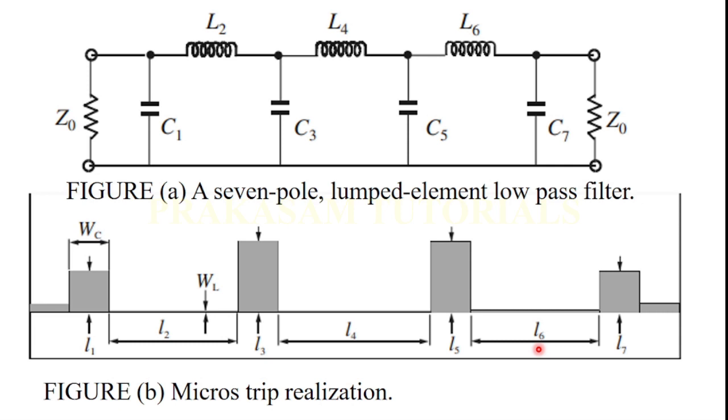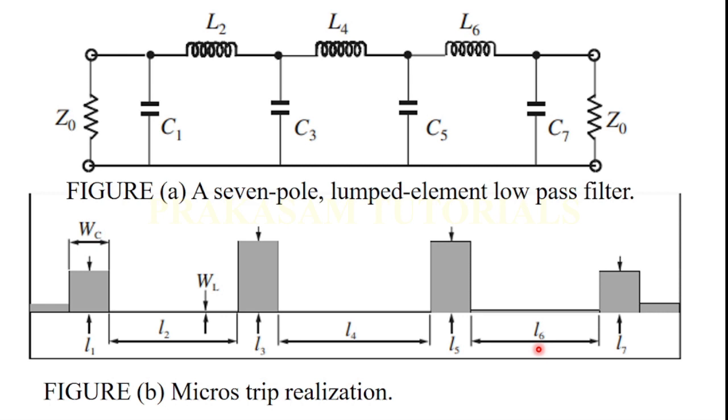In my previous video, I designed a 7-pole lumped element low pass filter using 4 open circuited stubs. In this design, I used a high impedance transmission line that has a characteristic impedance of 110 ohms. In this high impedance transmission line, I am using a line width of 0.1 mm.